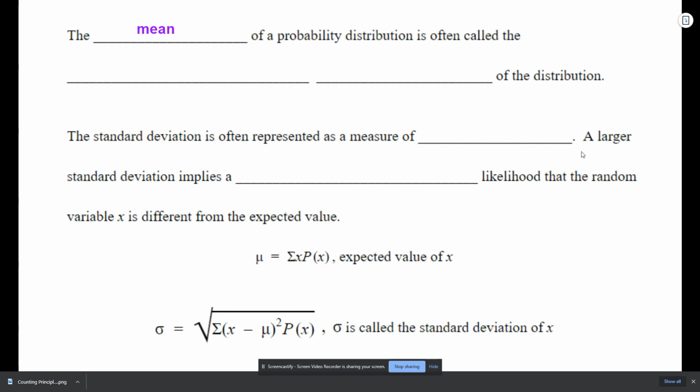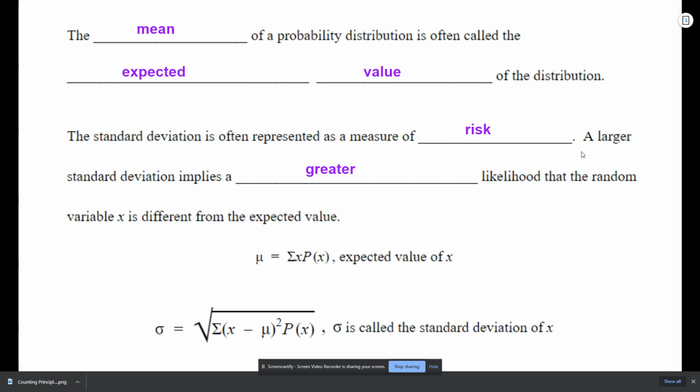The mean, or the average, of a probability distribution is often called the expected value of the distribution. The standard deviation is often represented as a measure of risk. A larger standard deviation implies a greater likelihood that the random variable x is different from the expected value.